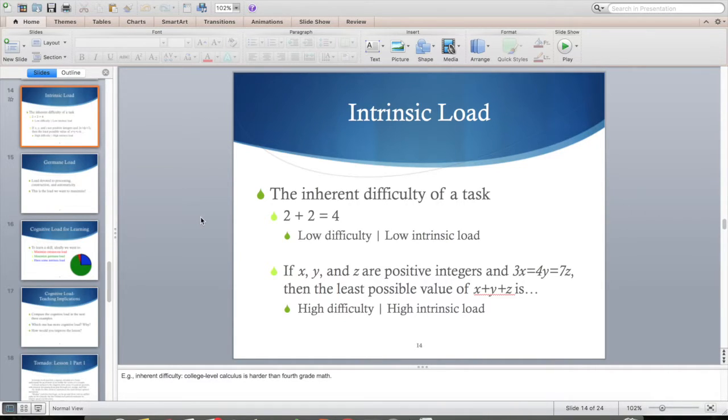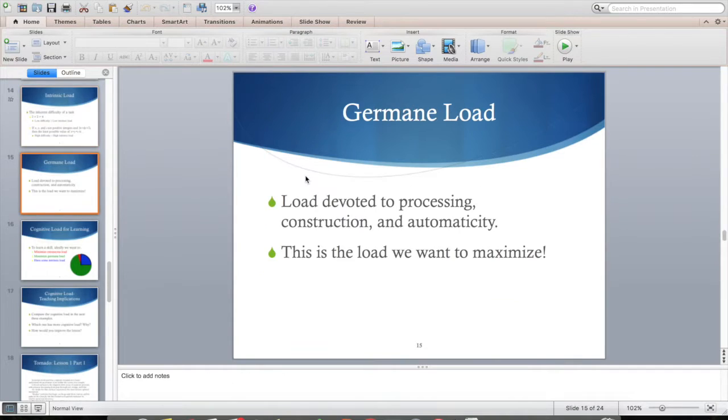Then if we get to intrinsic load, this is the load that has to do with the task itself. So this example here hopefully is pretty self-explanatory. 2 plus 2 is a very easy problem, whereas a word problem in math is much harder. And so we'll get to some more examples of intrinsic load further down. But for now, we will move on to germane load. That's the one we want to maximize. That's the one we actually want. That's the good one. The one that we actually use to think about whatever the task is, whatever the process is that we're trying to learn.